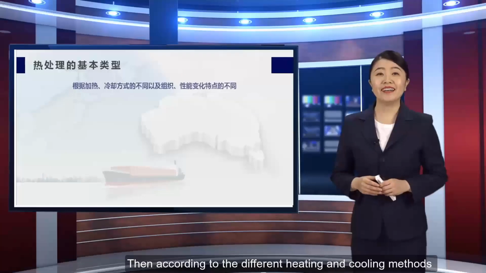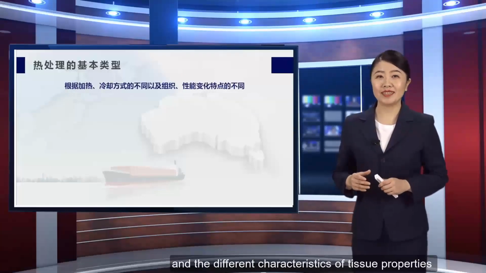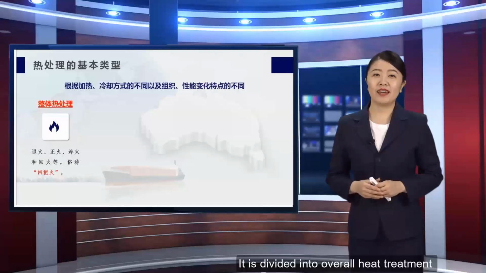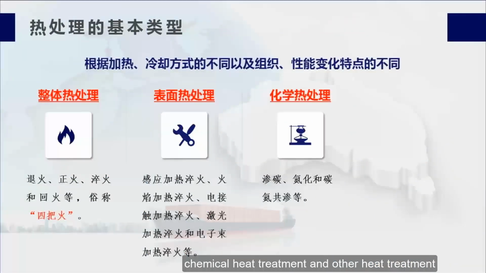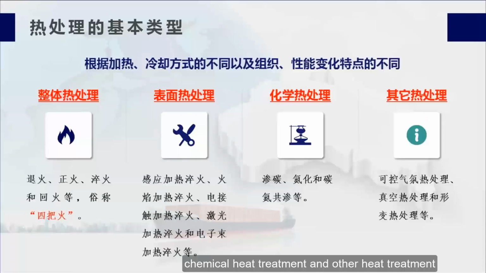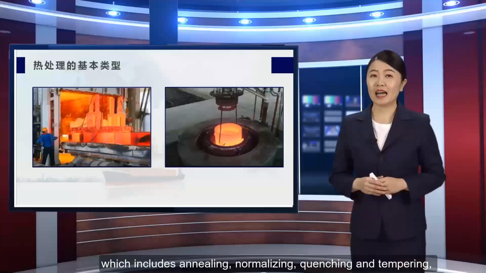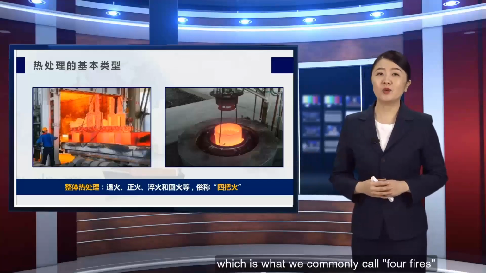Then, according to the different heating and cooling methods and the different characteristics of tissue properties, what are the types of heat treatment? It is divided into overall heat treatment, surface heat treatment, chemical heat treatment, and other heat treatment. Our course is mainly to explain the overall heat treatment, which includes annealing, normalizing, quenching and tempering, which is what we commonly call the four fires.